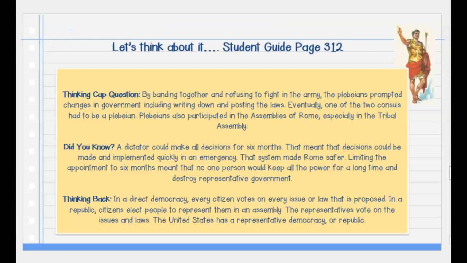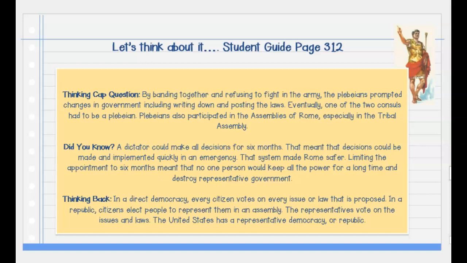All right, let's think about it. Student guide, page 312. So thinking cap question, and then your did you know question, and then the thinking back. By banding together and refusing to fight in the army, the plebeians prompted changes in government, including writing down and posting the laws. Eventually, one of the two consuls had to be a plebeian. Plebeians also participated in the assemblies of Rome, especially in tribal assembly.